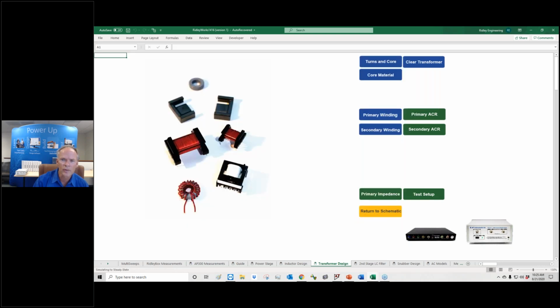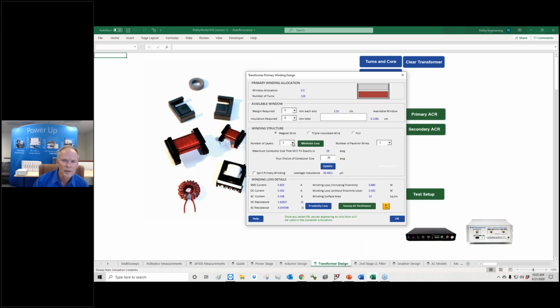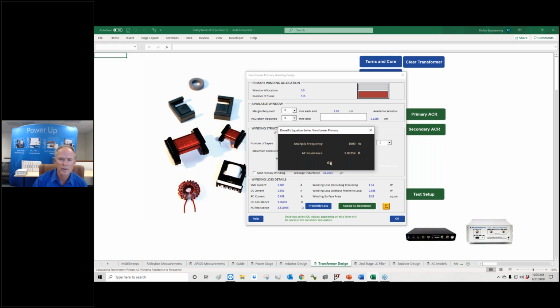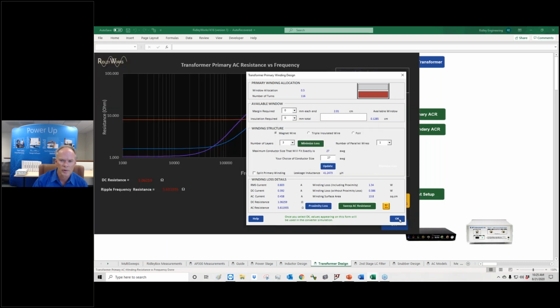And let's go for one more design, which is 3 layers. Now this gets us to 27 gauge wire. And the DC losses drop again. And then the AC losses, can't remember where they were before. Oh, they've gone up on the AC losses. So let's sweep the AC resistance again. Solving Dowell's equation for transformer primary. 10 kilohertz. 100 kilohertz. 1 megahertz. 10 megahertz. Solution complete.